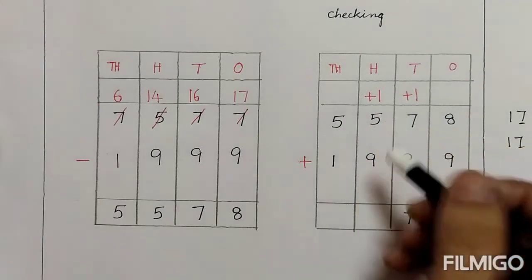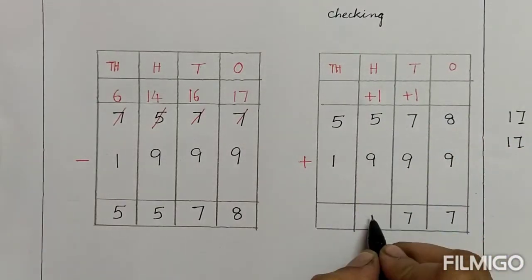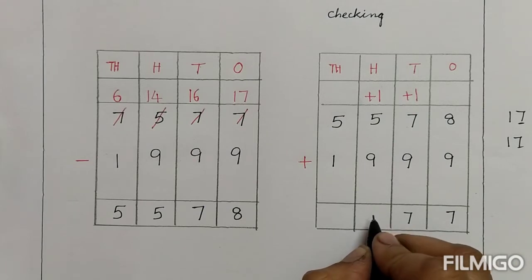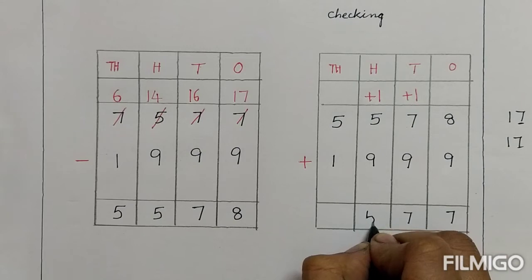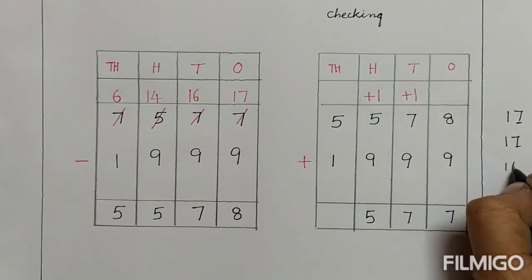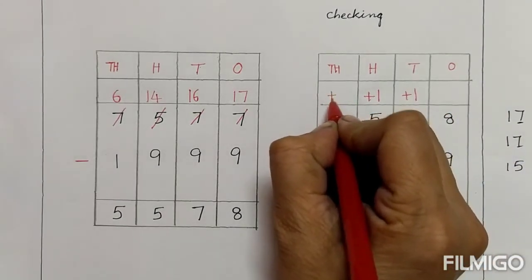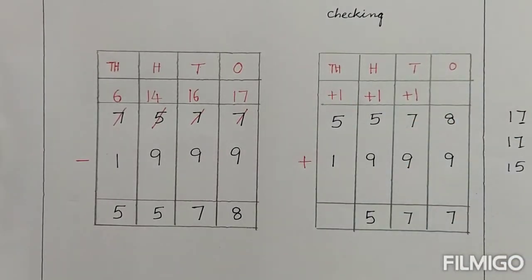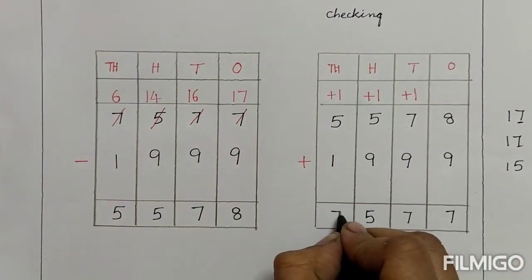Now 5 plus 1 is 6. 6 plus 9 is how much children? 15. In that 5 will be here and 1 will be in thousands column as carry forward. So 5 plus 1 is 6. 6 plus 1 is 7.